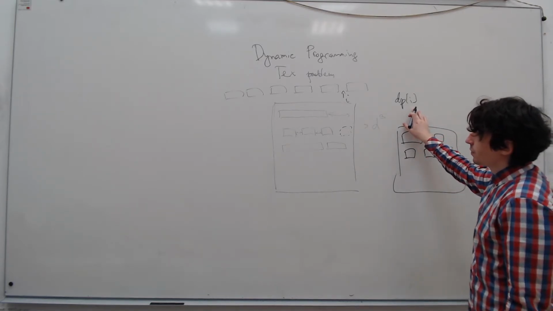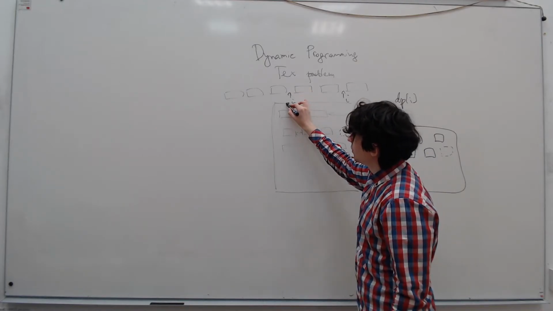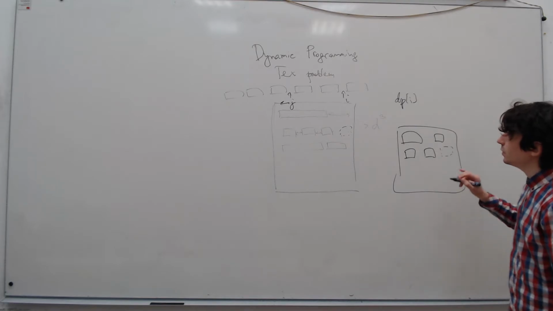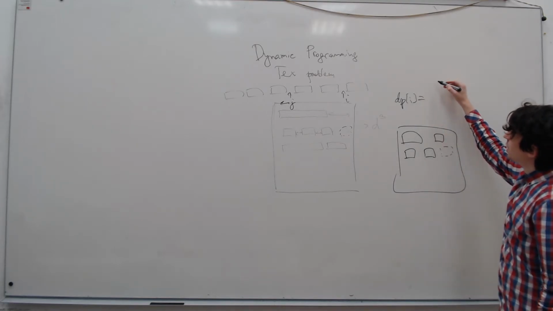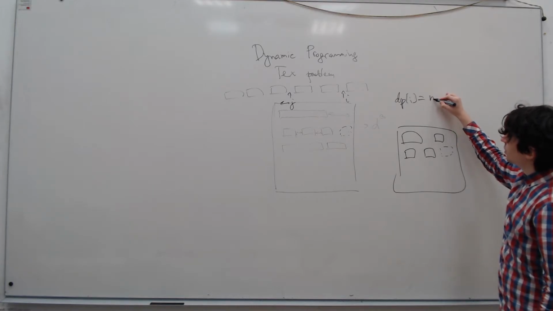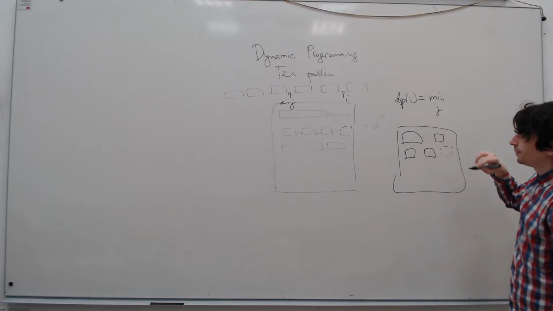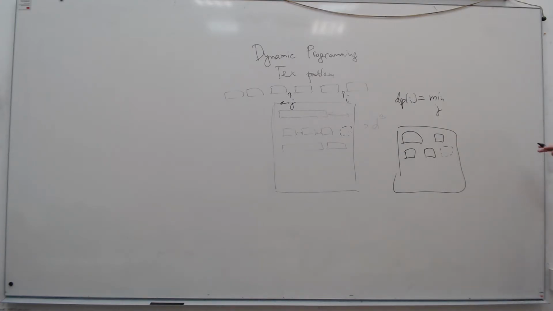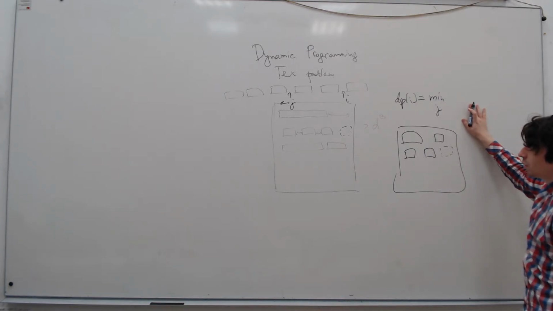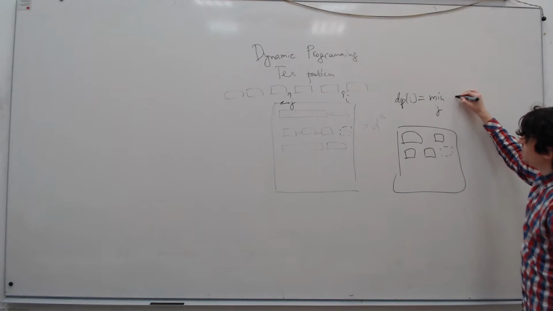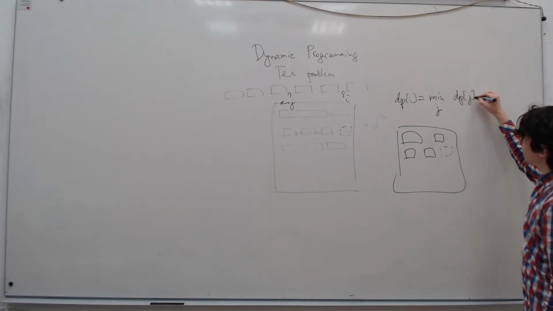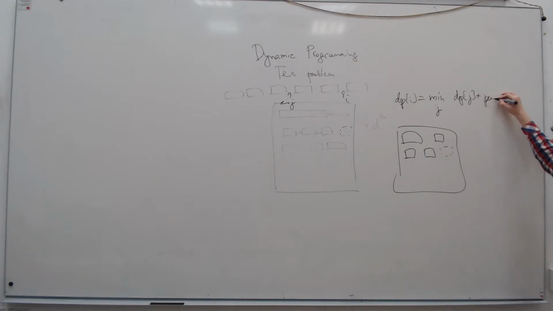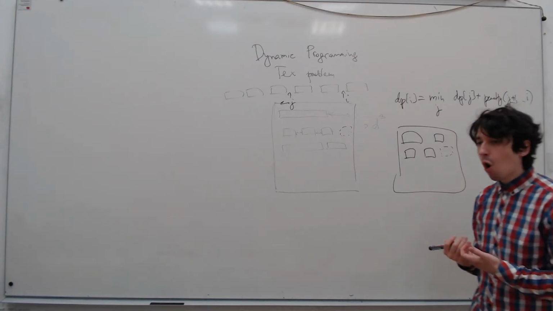So for dp of i, we traverse over j from the right to the left, and dp of i is equal to the minimum over j of dp of j plus the penalty for words j plus 1 to i. So you just iterate over your whole last line.